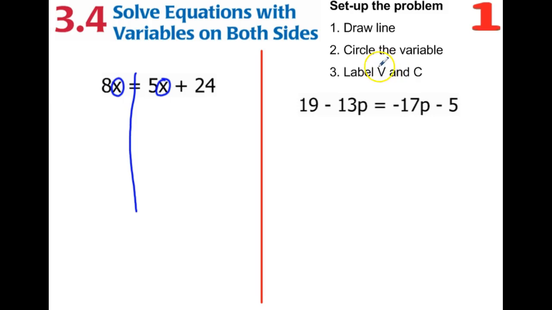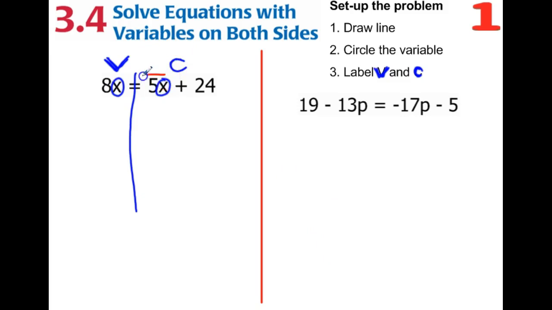So we also need to label one side with V for the variable, which side do you want the variables to end up on, and one side with C for the constant, which side is just the numbers going to end up on. Since this side has a number, I'm going to label this side the constant side, and then I'm going to try and get all the variables over to the left side.